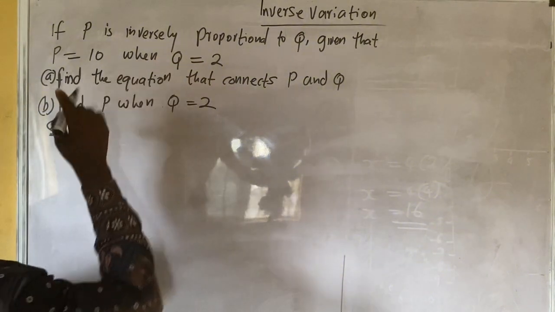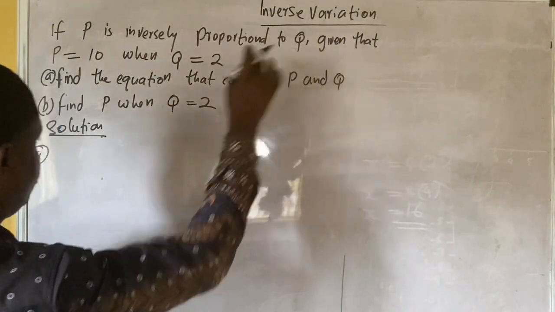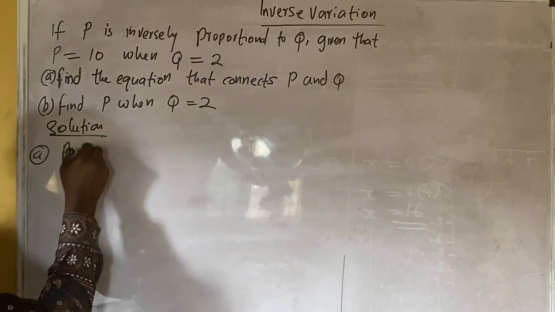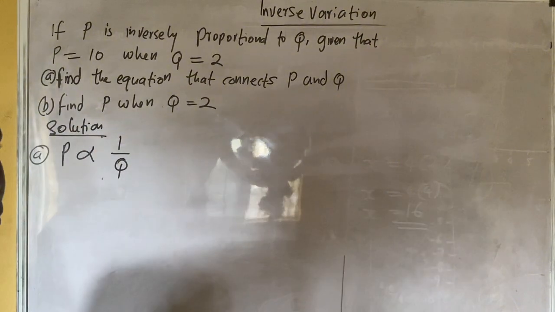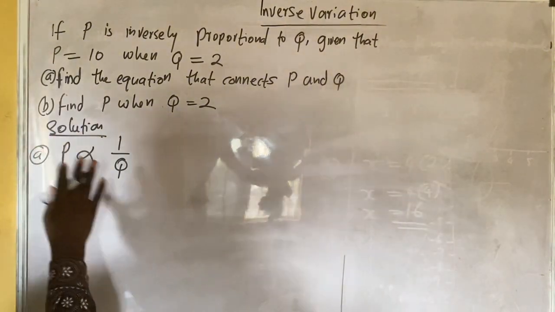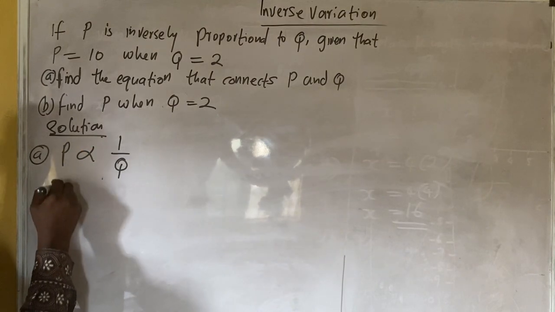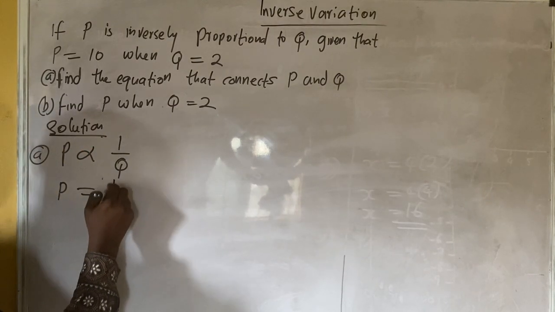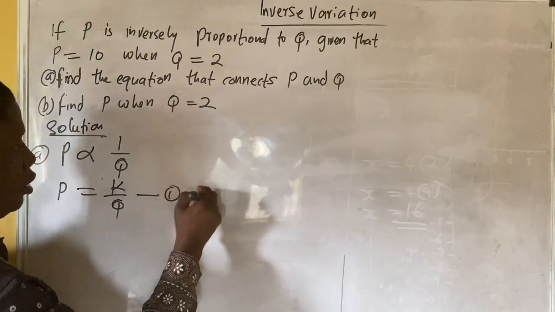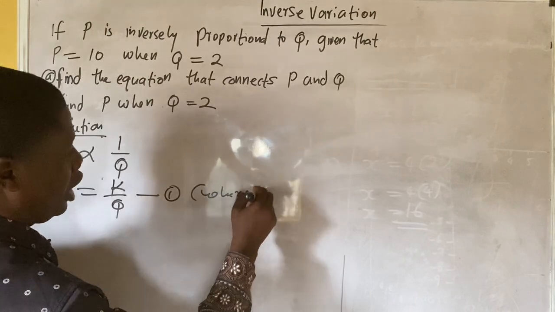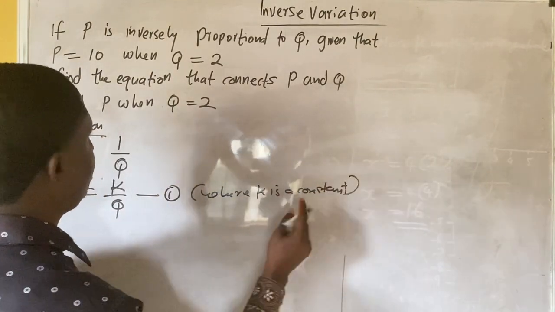Now let's look at the A part of the question. So we are told that P is inversely proportional to Q. So this is how to put that in mathematical form, okay? There is a need for us to introduce a constant. So let our constant be K. So that means we're going to have P is equal to K over Q. This is equation 1, where K is a constant, okay? Our K is a constant.